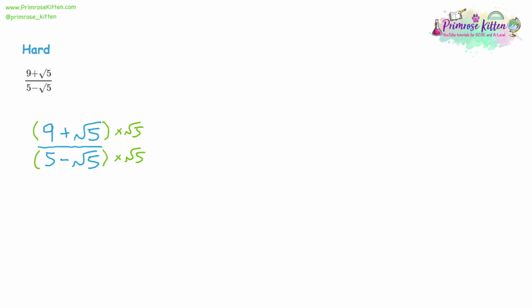So let's start off with the denominator. So we're going to have 5 times root 5 is 5 root 5, and then root 5 times root 5 is 5. Then for the numerator, we would have 9 times root 5 is 9 root 5, and then root 5 times root 5 is 5. So we've multiplied everything through by root 5.